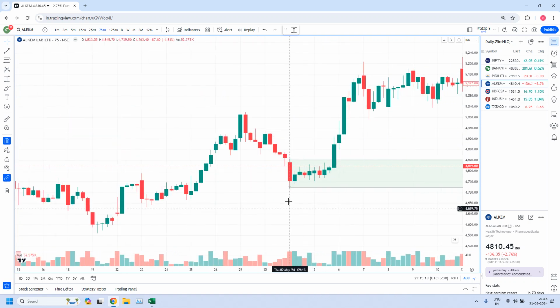Look into the 75 minute zone. We have a drop, 1, 2, 3, 4, 5, 6, 7, 8 base candles and a rally candle. So anything above 6 base candles we don't take trade. That's why this is not a valid zone.